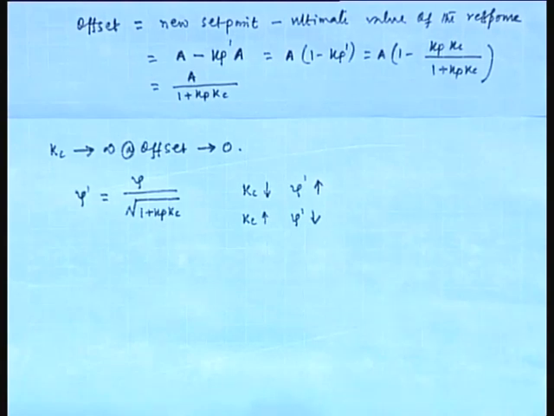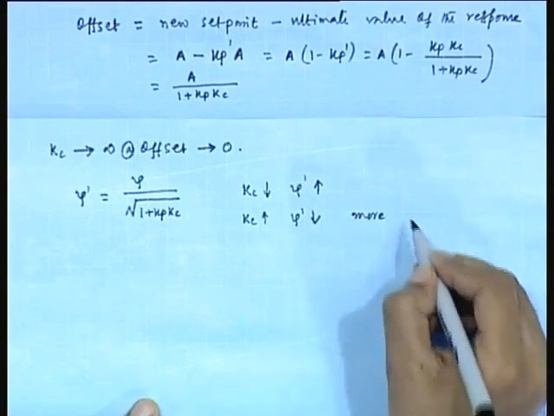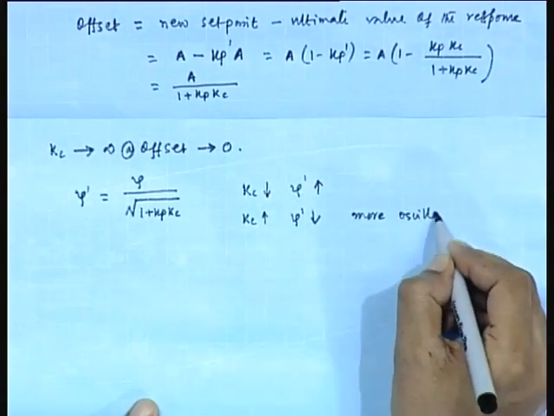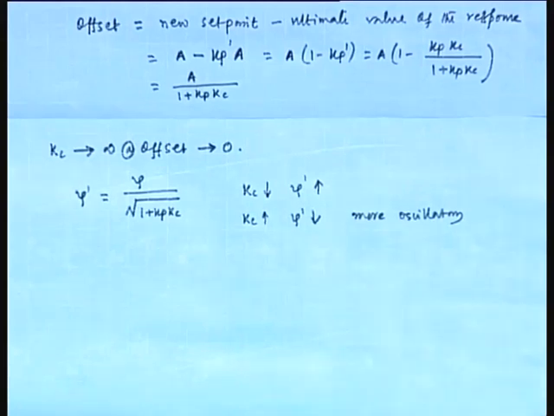So, if we increase the Kc value, the overall response becomes more oscillatory. With the increase of Kc, the overall response becomes more oscillatory.